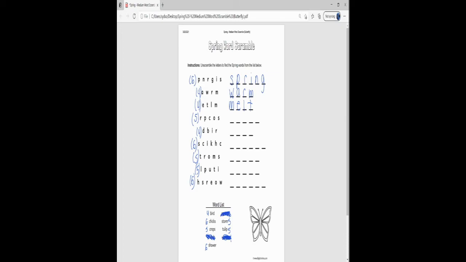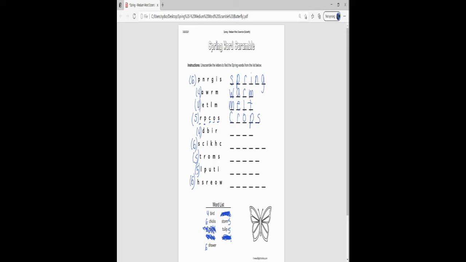Our only option left is crops. Let's see if it matches. There's a C, an R, an O, a P, and an S. Nice work, you guys. The word was crops.